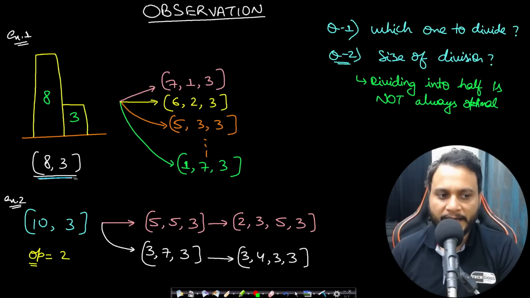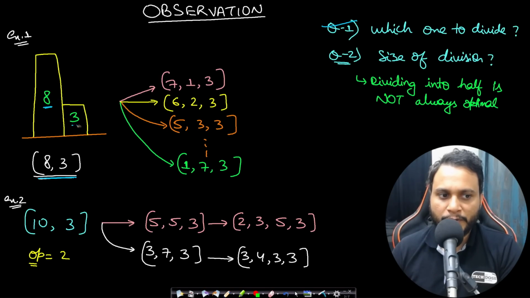If you imagine an array with size 8, 3, then in this case, if I ask you to divide this by using one operation, what will you do? Which one will you choose for division? That is my most important question, right? Which one to divide? As I explained earlier, if you want to minimize the maximum value, definitely you will not choose any other value, right? Greedily, it will always be optimal to pick the maximum value and divide it.